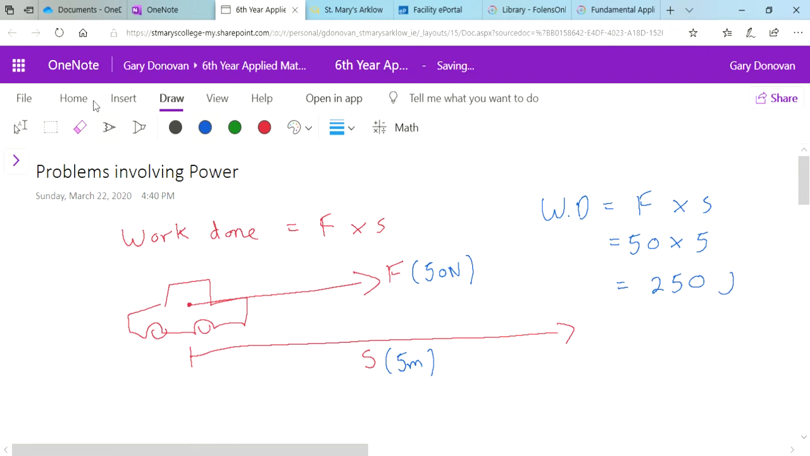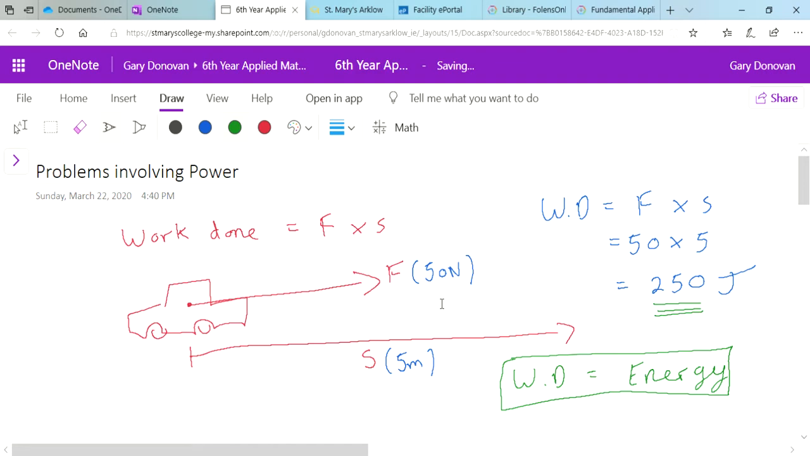So the unit of work done is joules, and you should recognize that because that's the same unit as energy. And that's because work done is actually the same as energy transferred. They're the same thing. It's just different ways of looking at it. So when the car has done 250 joules of work, it has also given the car 250 joules of energy. It has transferred 250 joules of energy to the car. And that energy might be kinetic energy, or it might be work against friction, where it has to overcome friction to make the car move.